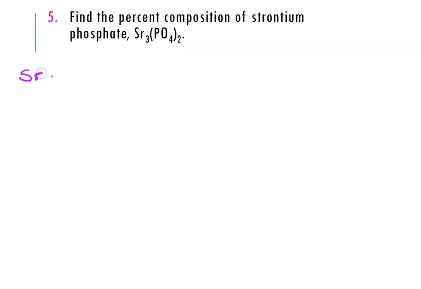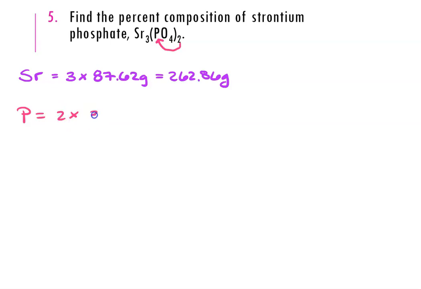All right, so I have strontium here, and I have 3 of them, and the mass of each of my strontiums is 87.62 grams. So that means that I get a total of 262.86 grams of strontium. And then I have phosphorus, so the phosphorus is 2 times 1, which is just 2. And each phosphorus has a mass of 30.97 grams. So my total here is going to be 61.94 grams.